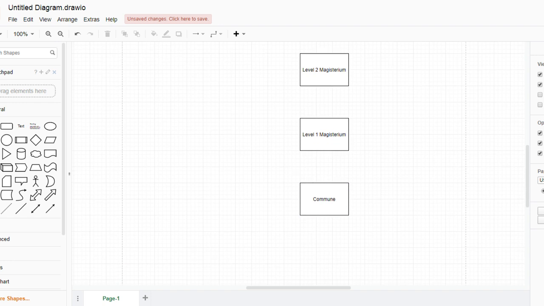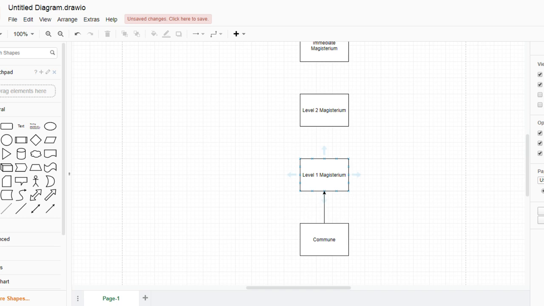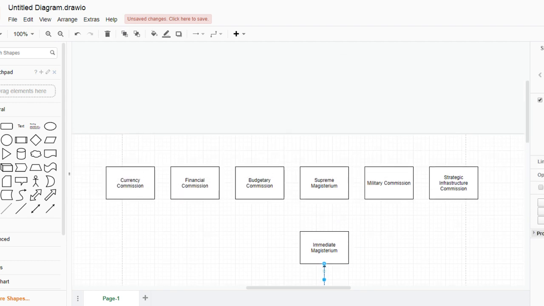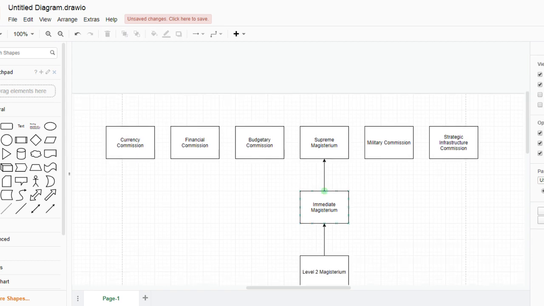So let me put some arrows here to determine how the electoral process goes. So there you go. So the intermediate magisterium not only elects the members of the supreme magisterium, the immediate magisterium and the supreme magisterium, but also the other commissions.